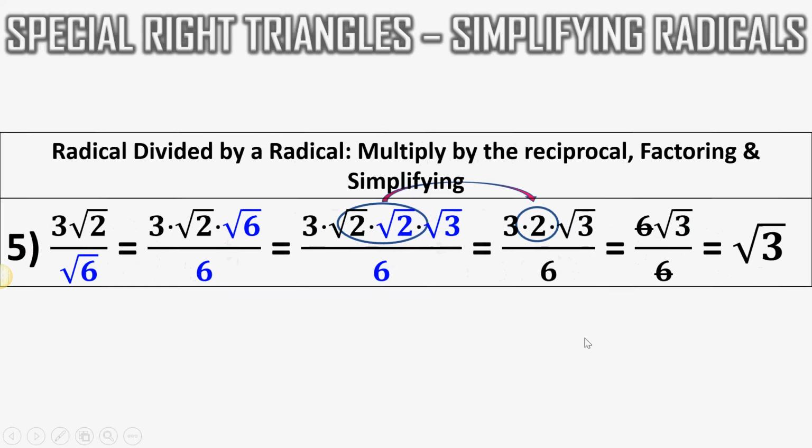So if I have a radical divided by a radical, but then I have something in the top, I'm going to do several things. I'm going to be multiplying by a reciprocal, factoring. It's a lot of things. So I want to use color again to help simplify this.